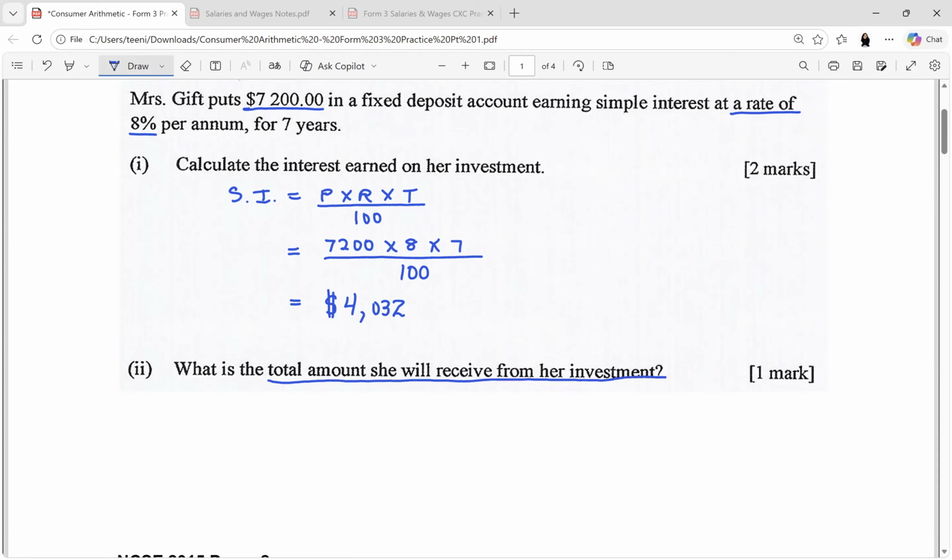Faith, are you there? Yes, miss. Faith, how would I calculate the total amount of money she'll receive? Miss, you add the interest to the principal. That's right. Do it for me, please. The total amount, as Faith said, will be the principal plus the interest. So our principal here was 7,200 and the interest is $4,032.